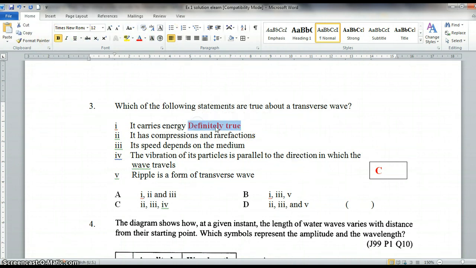2. It has compression and rarefaction. This is definitely false. This is a description of a longitudinal wave. Now, 3. Its speed depends on the medium. If you have done the module on sound, you will realize that this is true.